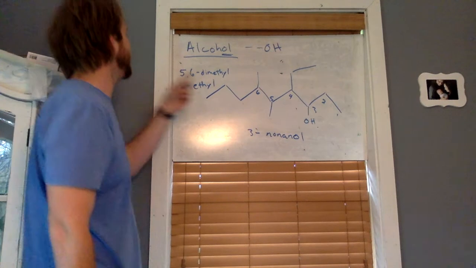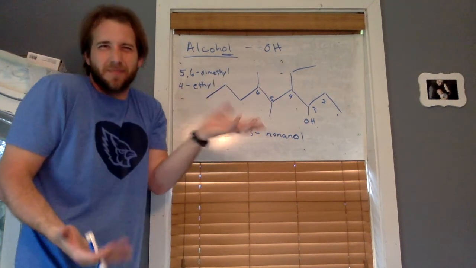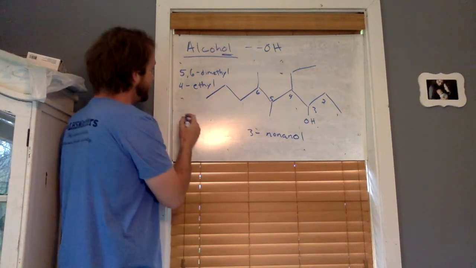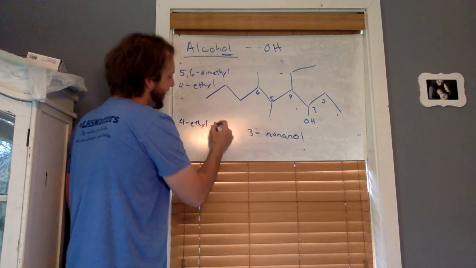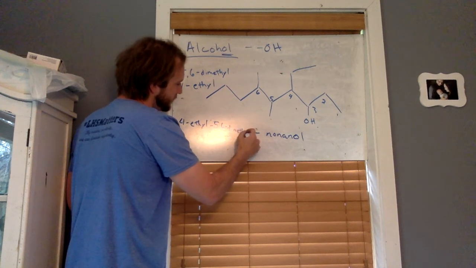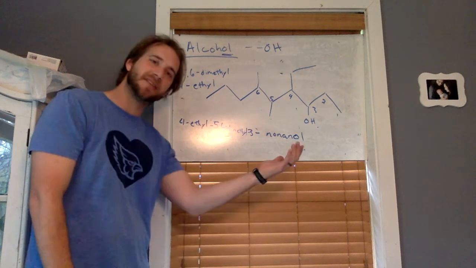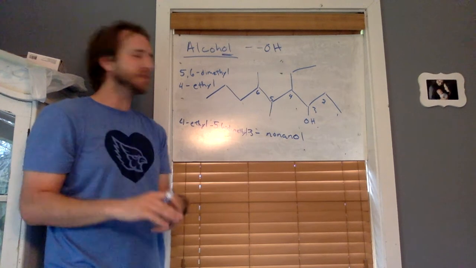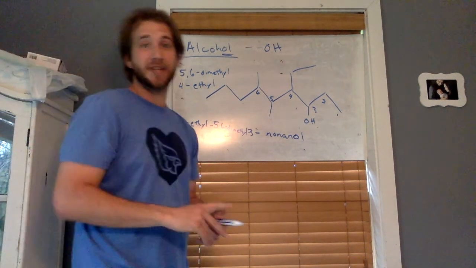Cool. Alphabetically speaking, E comes before M. The di is not the base name. It's just telling us how many of them we've got, 2 of them. So the E comes before the M. So this would be 4-ethyl-5,6-dimethyl-3-nonenol for the alcohol name based on the structure that's been provided here. Cool. Alcohols, a couple different ways we can write them and look at them. But this would be how we would go about naming and drawing those alcohol groups.